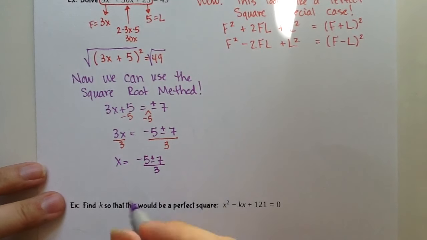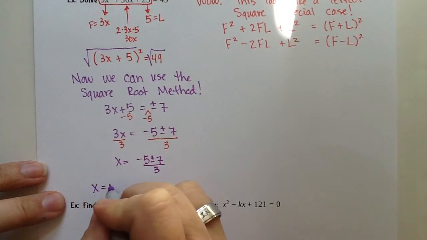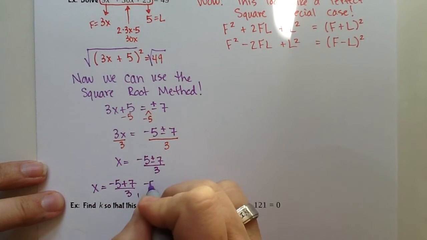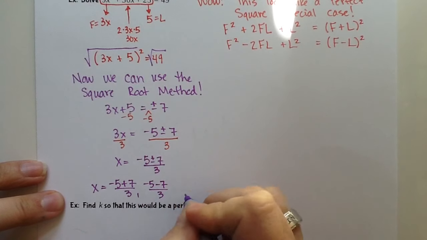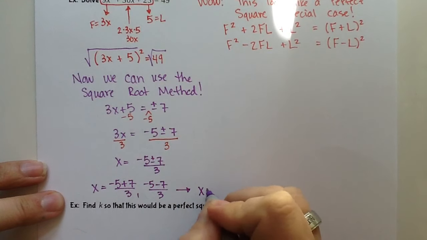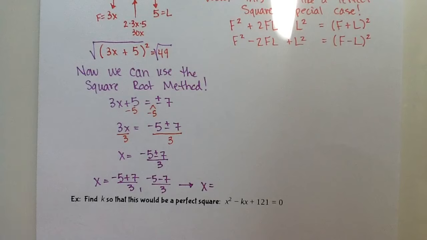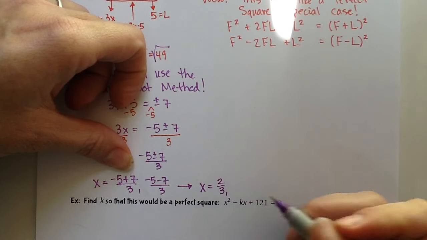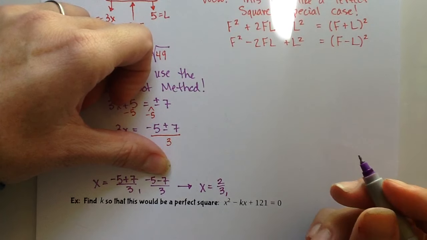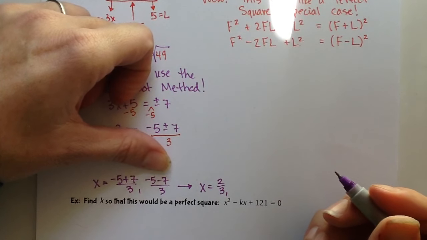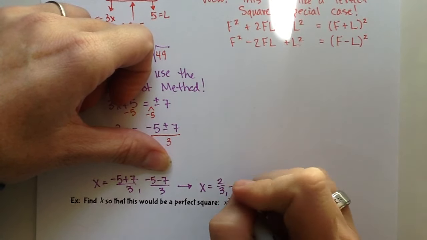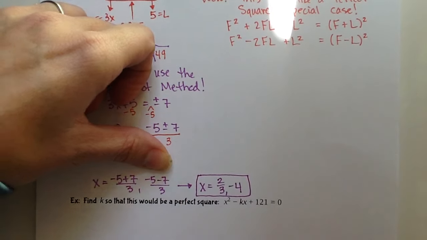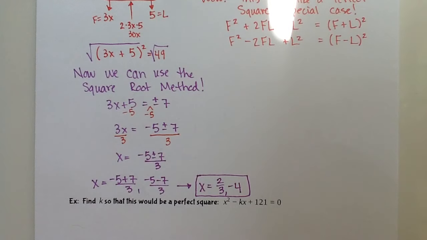We need to finish that to get our two answers. So x would be negative 5 plus 7 divided by 3, or negative 5 minus 7 divided by 3. Negative 5 plus 7 is 2. 2 divided by 3 is 2/3. Negative 5 minus 7 is negative 12. Negative 12 divided by 3 is negative 4. So those would be our two answers.